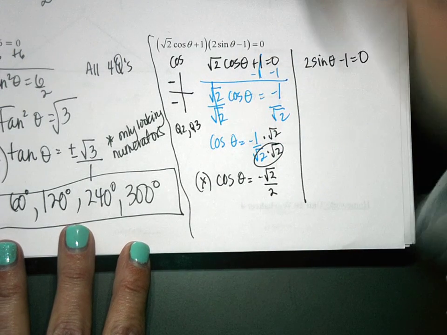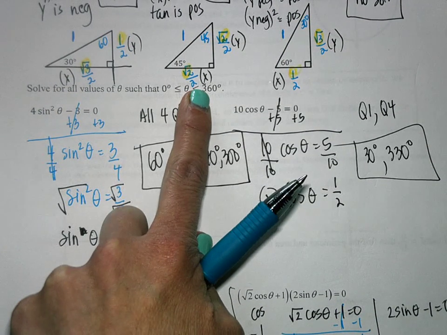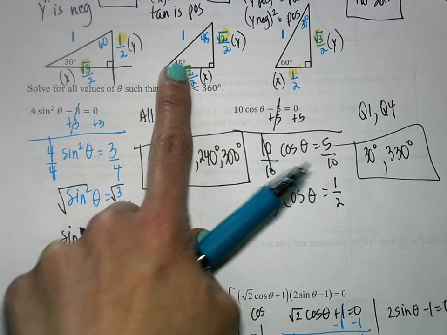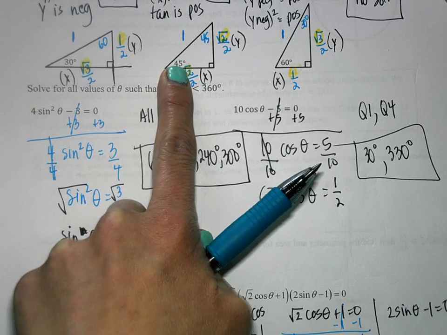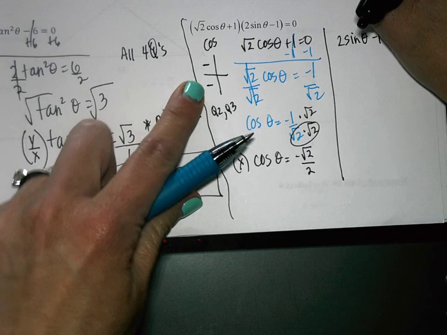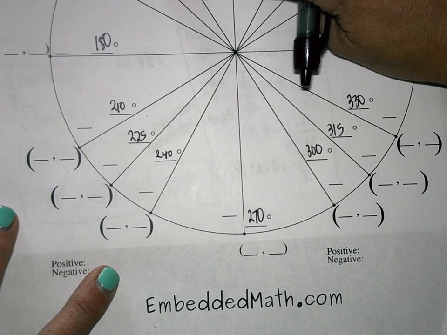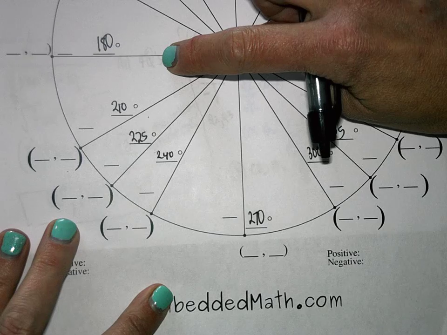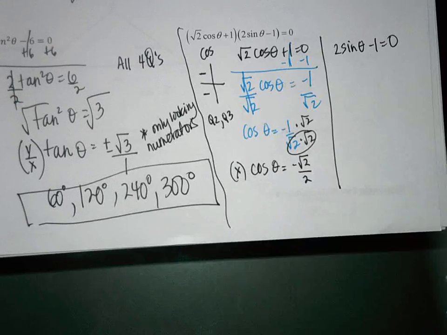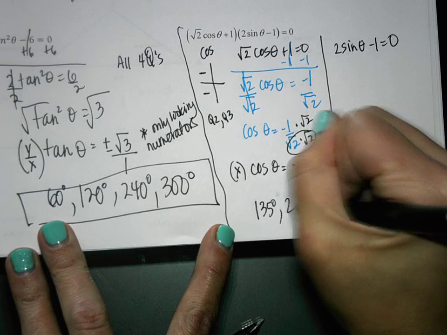And specifically, I'm looking for when x is negative root 2 over 2. And if you look here, x is root 2 over 2 at a 45-degree angle. Okay, and so we're going to look for the 45-degree angles in quadrant 2 and 3. So if you take your unit circle, in quadrant 2, the 45-degree angle is 135 degrees. And in quadrant 3, the 45-degree angle is 225 degrees. Those are my answers, 135 degrees, 225 degrees.